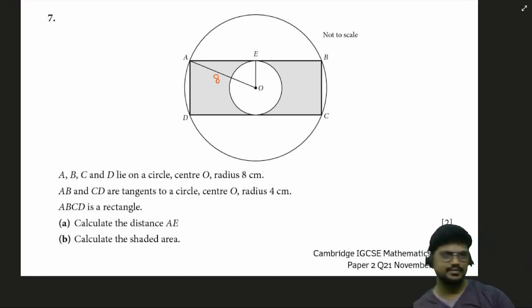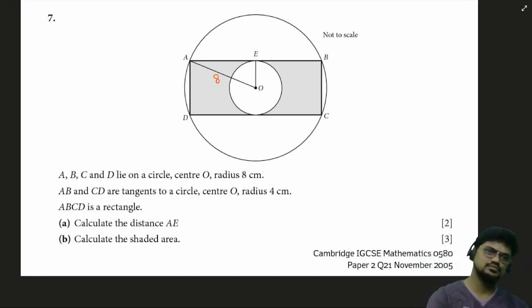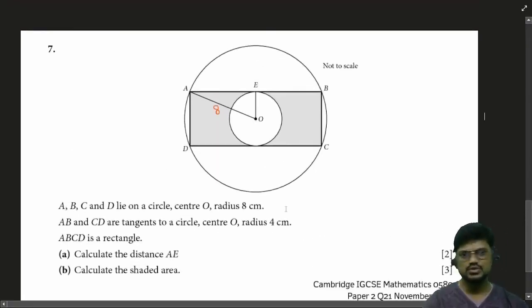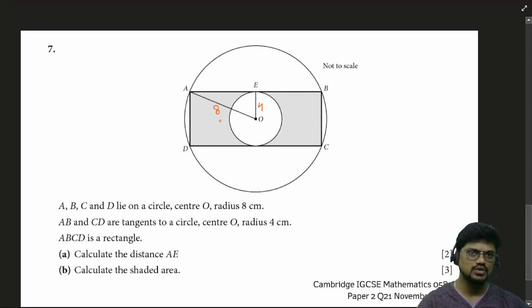Ashmi, did you solve it? No, sir, I didn't get it. Okay. As given, the radius is 8, and AB and CD are tangents to a circle of radius 4 centimeters. Means the radius of this is 4, right? So you can use Pythagoras to find the value of A. That's it. Understood?